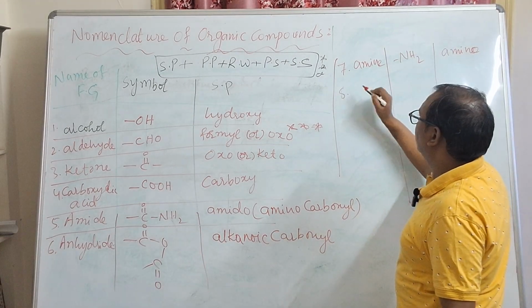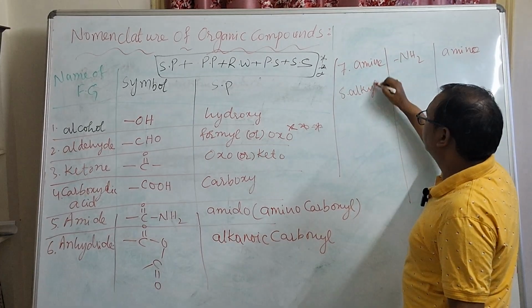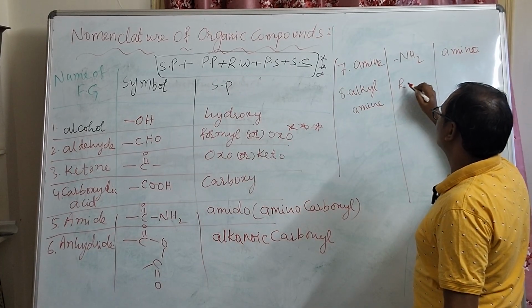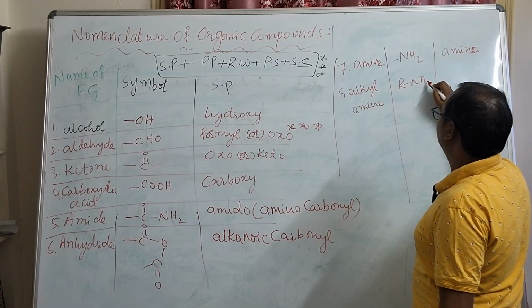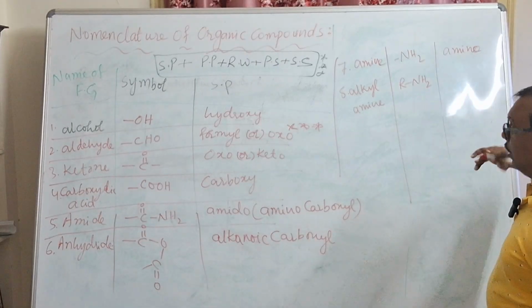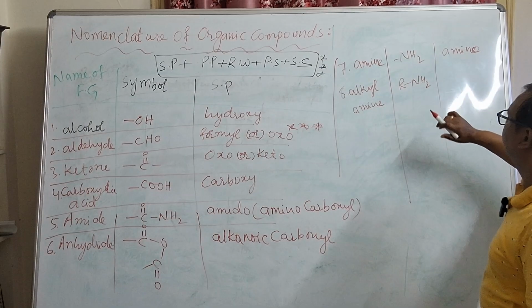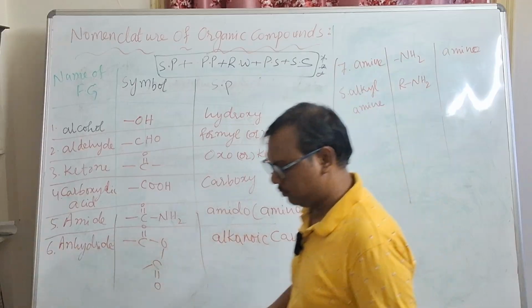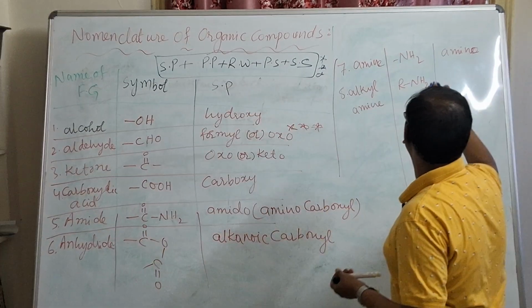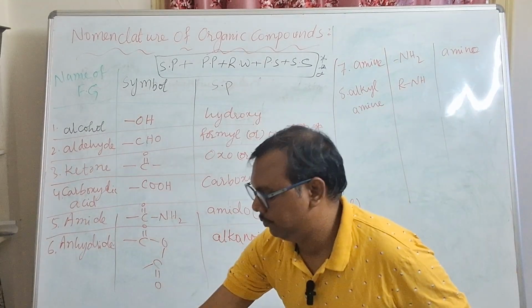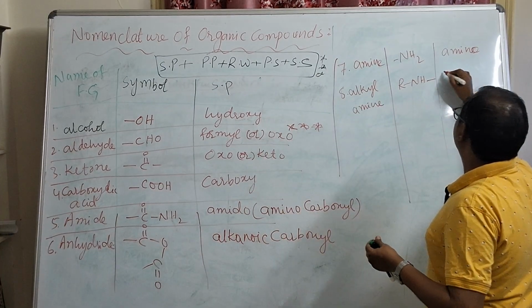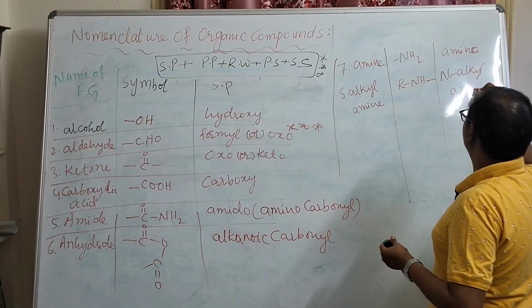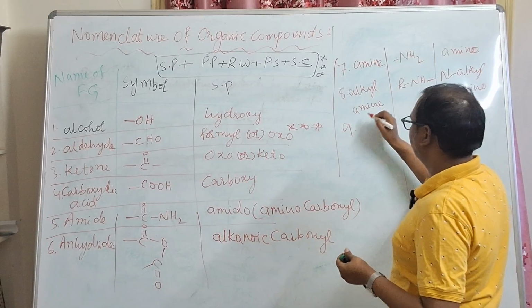Next, the eighth one, alkyl amine. Alkyl amine RNH2. Okay, RNH2, you can say that. RNH, sorry, RNH. N alkyl amino. N alkyl amino.